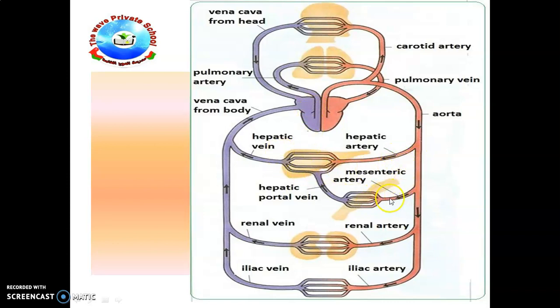And the next one, for the intestine, the mesenteric artery brings the blood and it is returned by the hepatic portal vein. And here the renal artery brings the oxygenated blood to the kidneys, and deoxygenated blood is carried to the heart by the renal vein. And similarly the iliac artery for the lower body parts, and the iliac vein returning to the heart again. So this is the structure we have in our body of all the blood vessels.